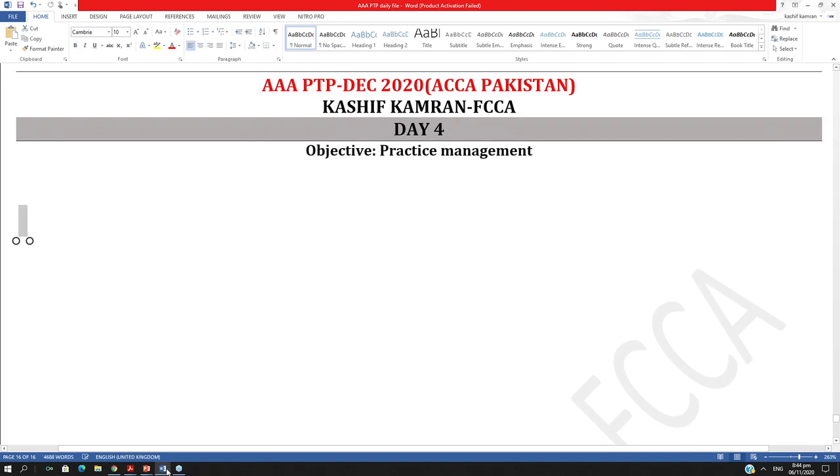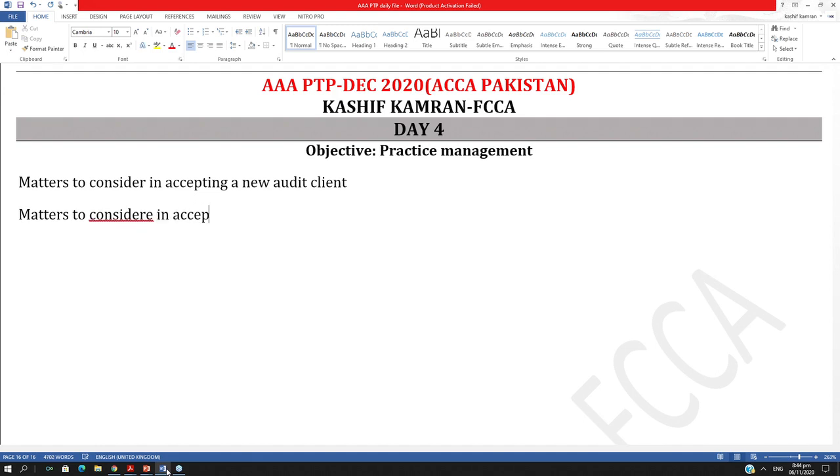Now on day 4, what is the examiner expecting from you? The first thing the examiner is expecting from you is matters to consider in accepting a new audit client. And the second thing the examiner is expecting from you is matters to consider in accepting additional non-audit services from an existing client. Is that so?